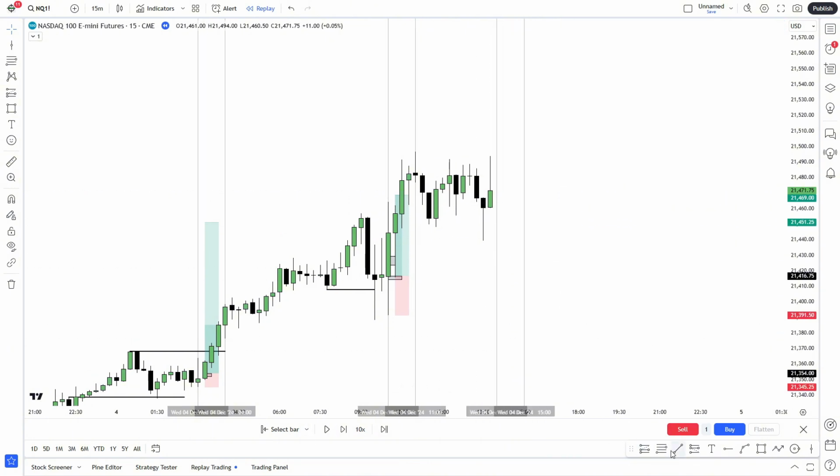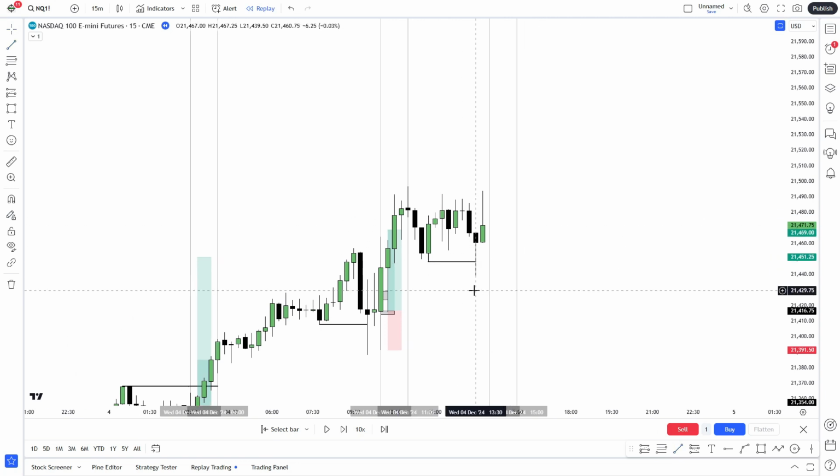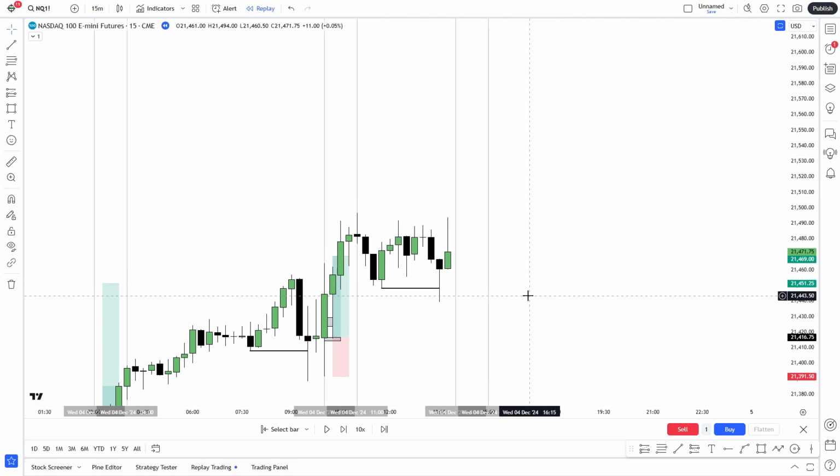Now let me show you an example of what the PM session silver bullet will look like. Same thing guys, we can see this low being traded below right here, failing to close below it, quickly rejecting. So this is again another stop hunt that I like to see when I'm bullish. You can see the next candle was bullish as well, and we're now approaching that 2 p.m. to 3 p.m. Eastern Standard Time period.